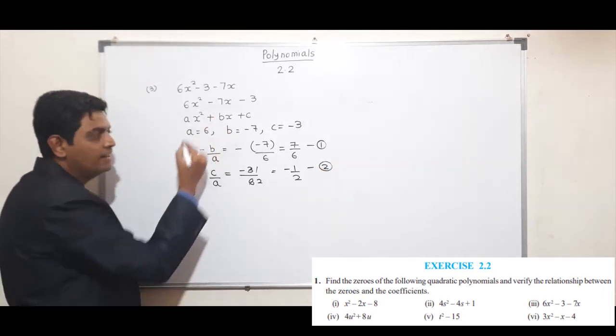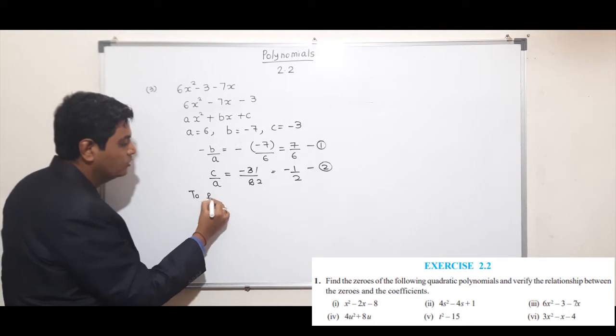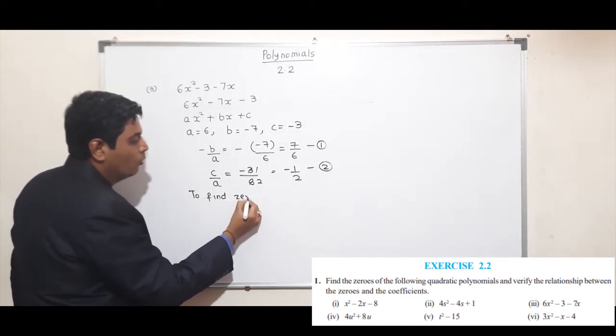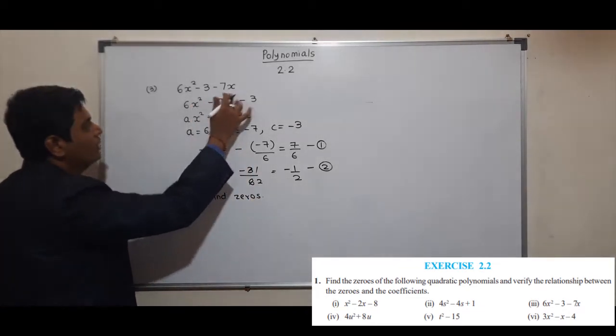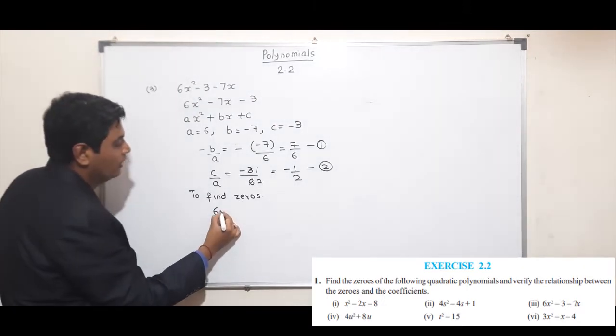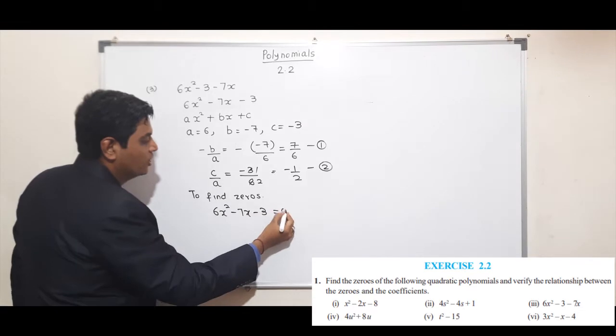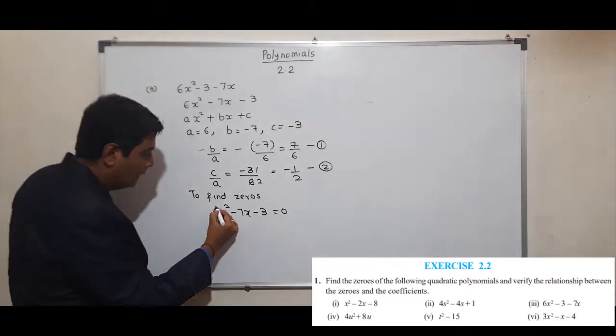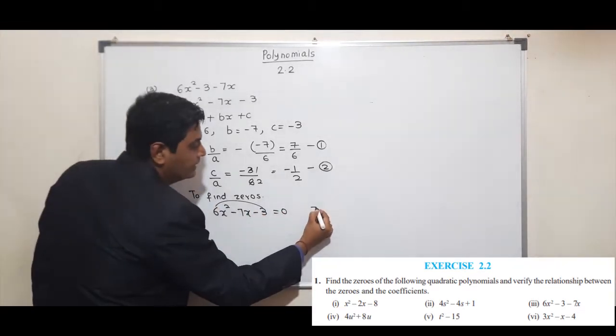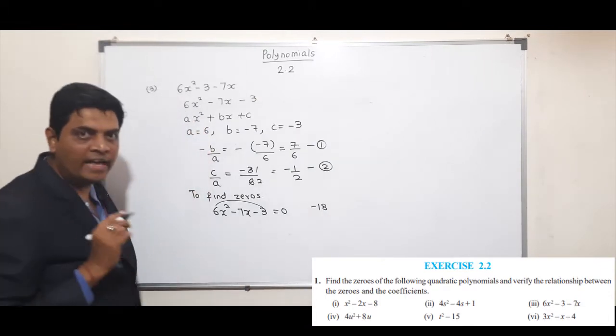Next step, we will find the zeros. To find zeros, we equate this equation to 0 and factorize it. So it will be 6x square minus 7x minus 3 is equal to 0. Multiply 6 with minus 3. Answer is minus 18.